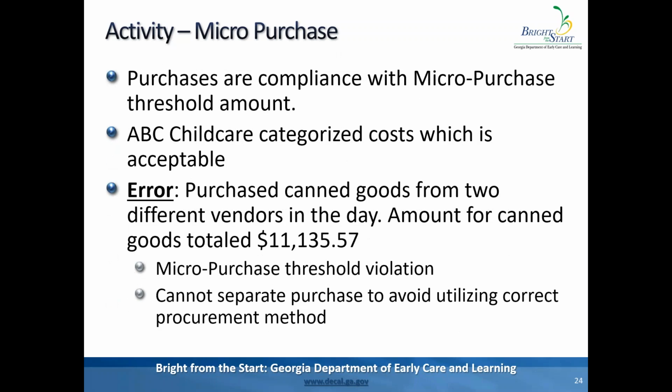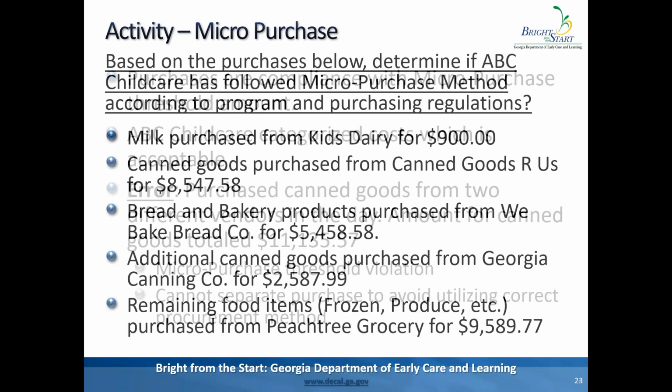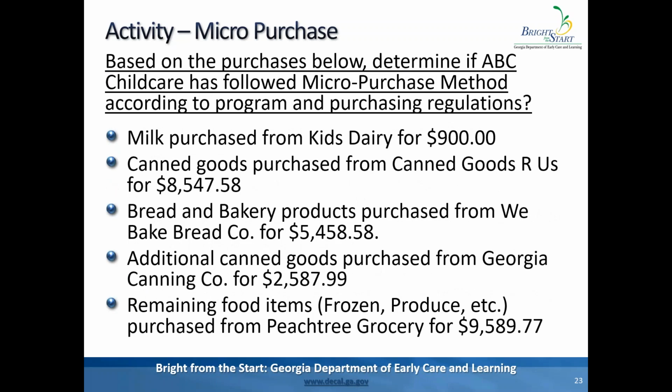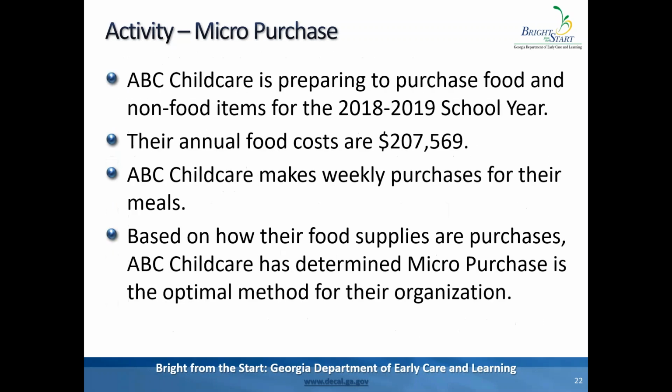Based off of the information that was provided, the purchases were compliant with the micro-purchase threshold. If we go back, we can see that each dollar amount fell underneath the $10,000 micro-purchase threshold. Peachtree Grocery came pretty close to exceeding $10,000, but they were still underneath that $10,000 micro-purchase threshold.